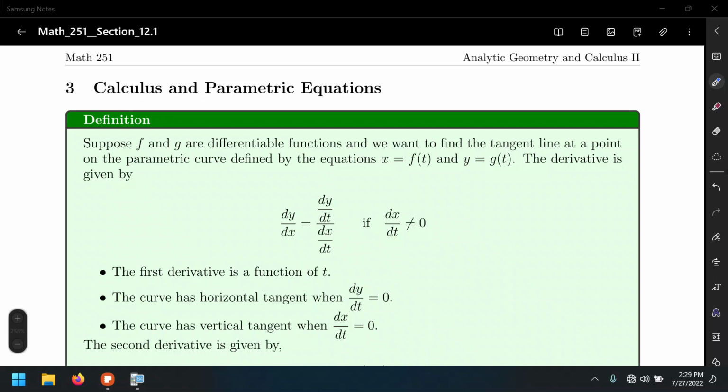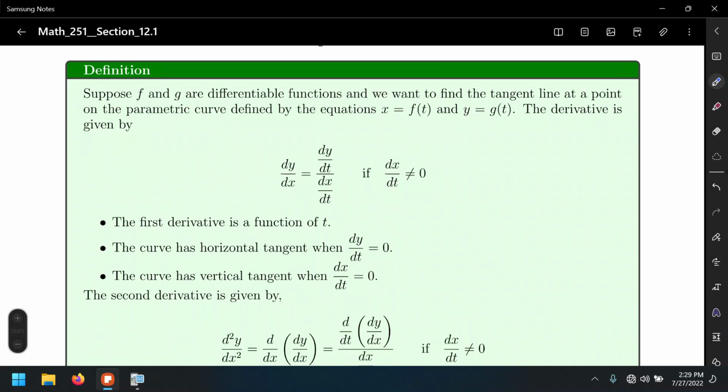For the rest of the section, it's going to be the calculus of parametric equations, in which we are going to find derivatives, first and second derivative of a parametric equation, and then some applications using integration to find the arc length in parametric form.